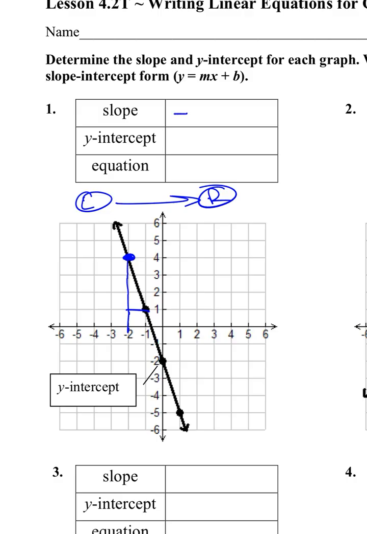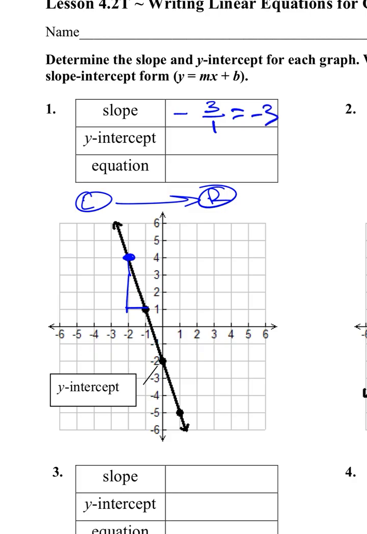So it's still a negative slope. Let me erase my slope triangle and start over. So again, from that point there on the left, 1, 2, 3, that's my rise, and my run is 1. And then when I reduce this, my slope is -3.